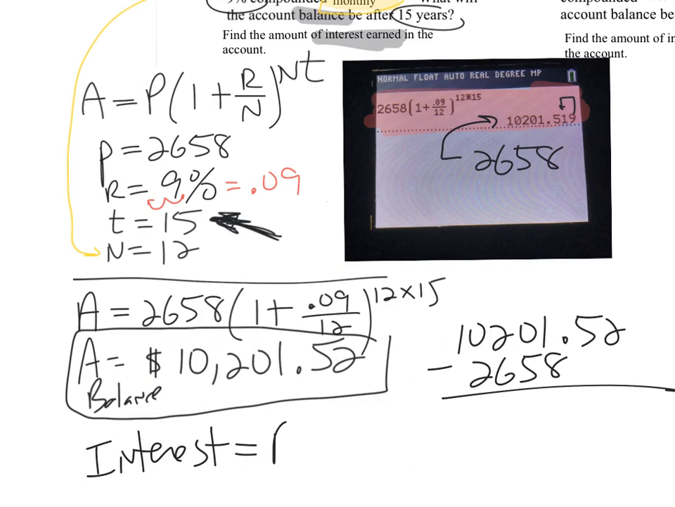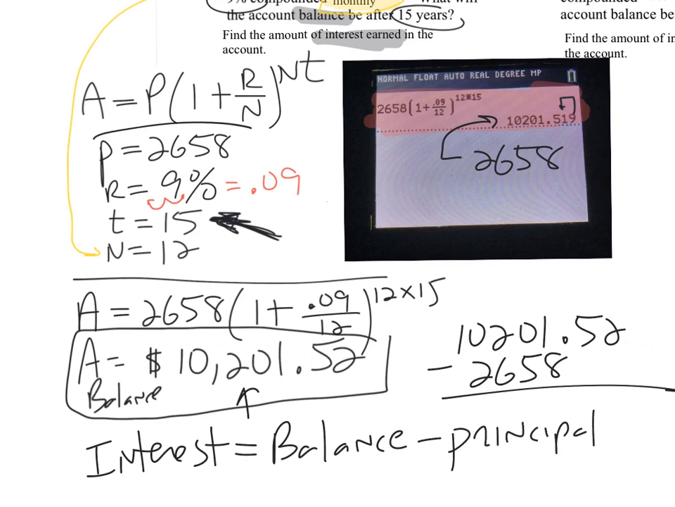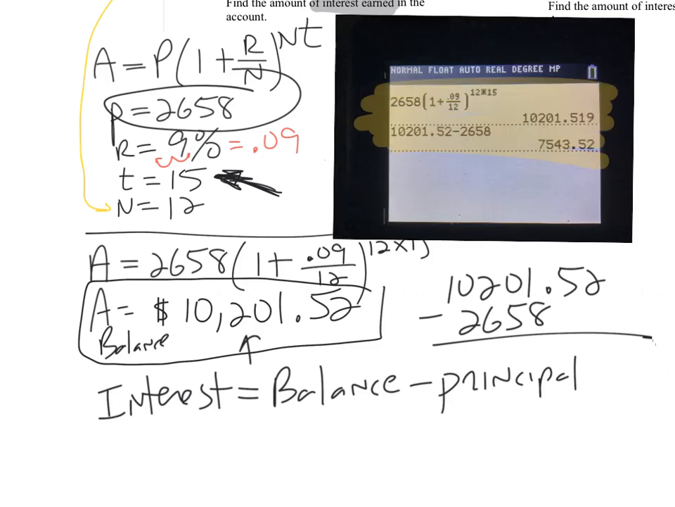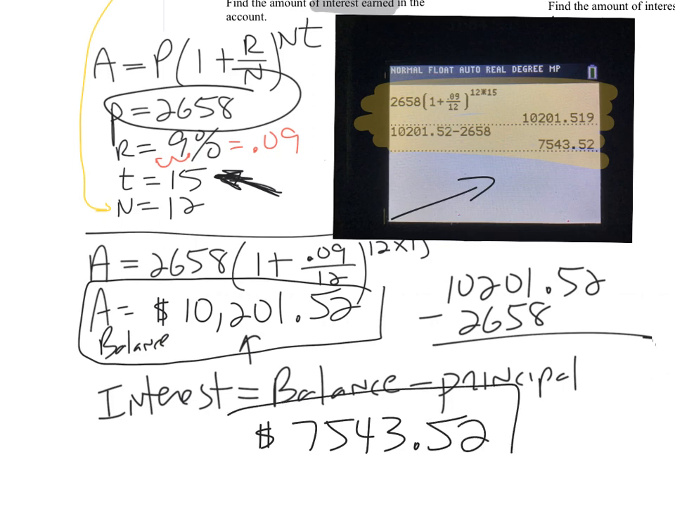So the way you calculate the interest is you take the balance that you found in the first part and you subtract the principal, how much money was put into the account at the beginning when you opened the account. So we're going to subtract these two values. So here the interest that you make, and make sure you put this in the box, is $7,543.52.